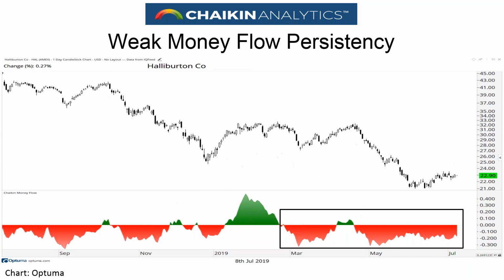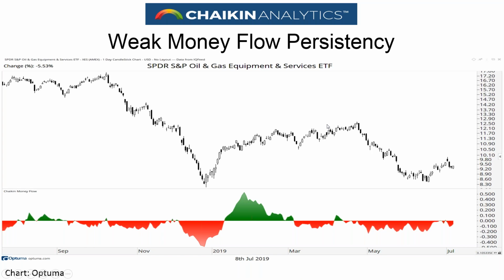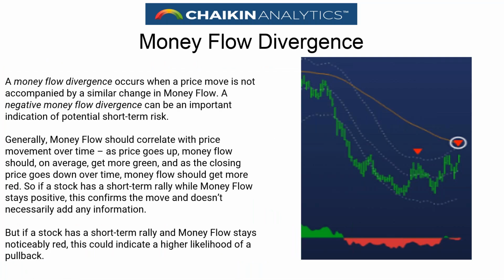On the examples of bullish and bearish persistency, getting more green as price goes up. But sometimes you'll see a divergence. So if a stock or an ETF has a short-term rally, or even a rally to new 52-week highs, as we'll see in a couple of examples, and money flow stays noticeably red, this could indicate a higher likelihood of a pullback or a change in trend.